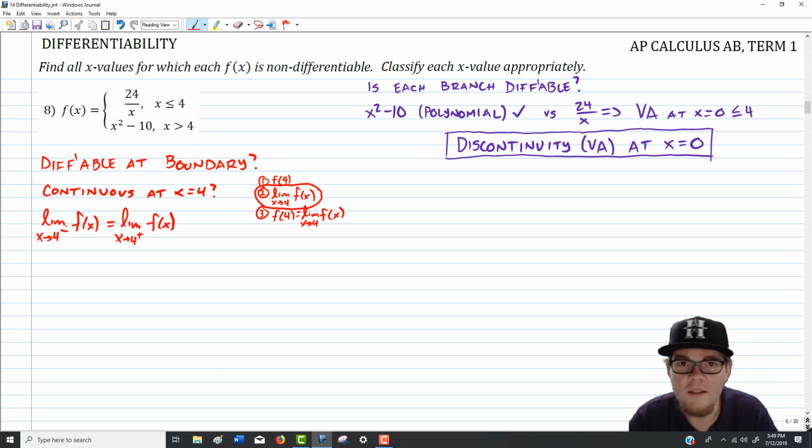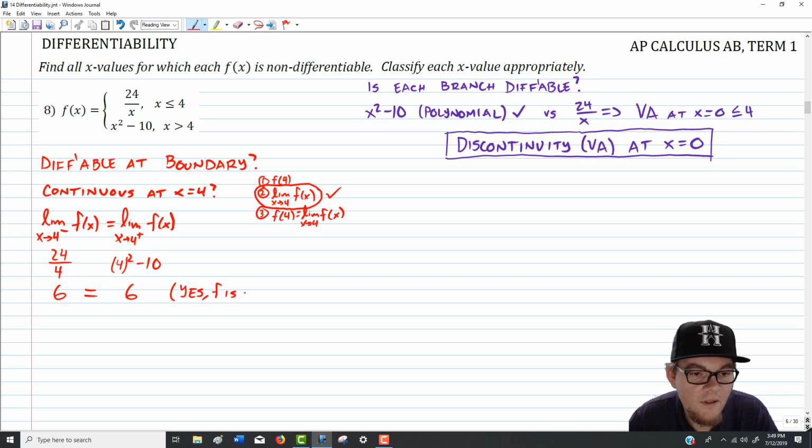With that in mind, let's actually check this. Let's see if this property holds, see if it's continuous. So as x approaches 4 from the left side, we'd be on the rational. So we'd have 24 over 4. And on the other side, we'd take the limit as x approaches 4 from the right side. That would be 4 squared minus 10. That gives us 6 and 6. Those two are equal to one another, so that means that the limit does exist. And we could easily follow the pattern and show that this means that the function is continuous at 4. So yes, f is continuous.